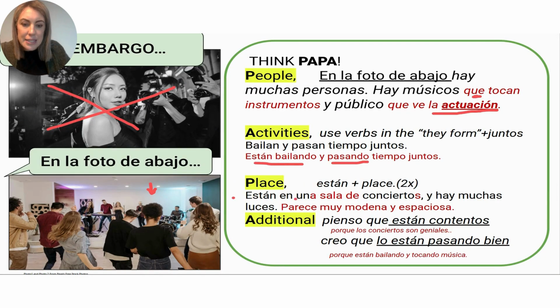Place. Están en un concierto y hay muchas luces. They're in a concert and there are many lights. Lights, ¿sí? ¿Vale? O están en una sala de conciertos. They're in a concert venue y hay muchas luces. Parece muy moderna y espaciosa. It looks very modern and spacious.